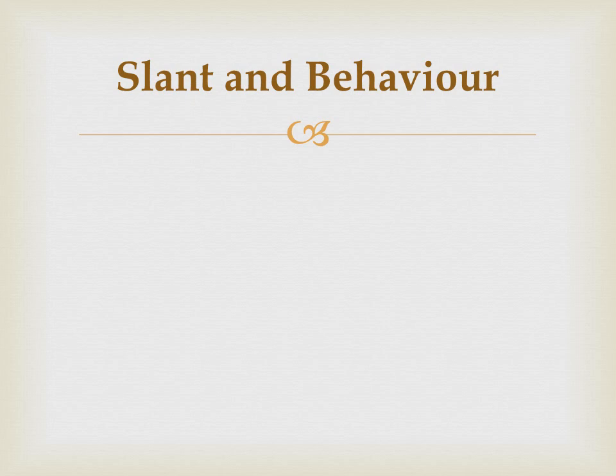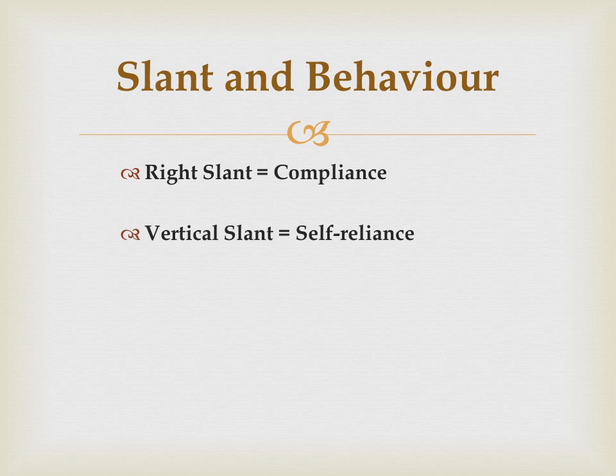Each slant has its very own unique descriptions, along with a greater detail of characteristics about that particular slant. These brief, unique descriptions of various slants are as follows. The right slant represents compliance. The vertical slant represents self-reliance. And the left slant represents defiance.